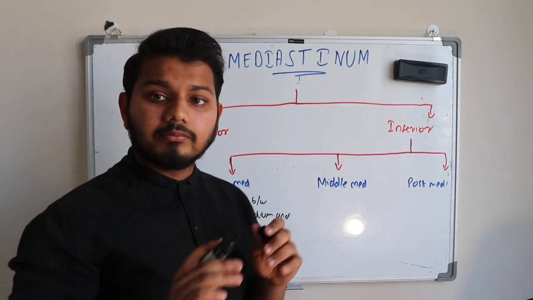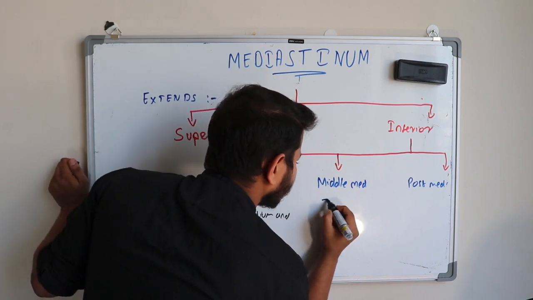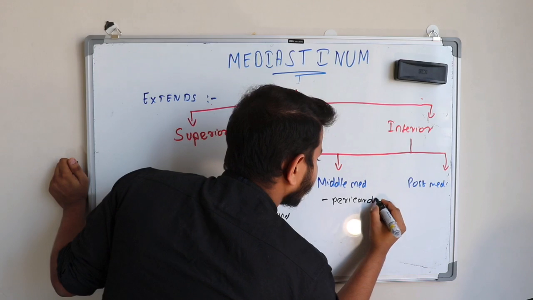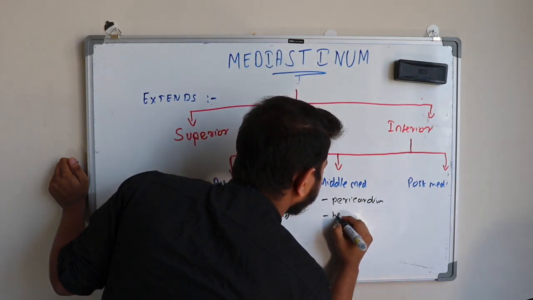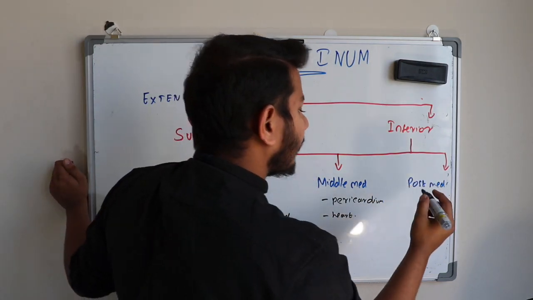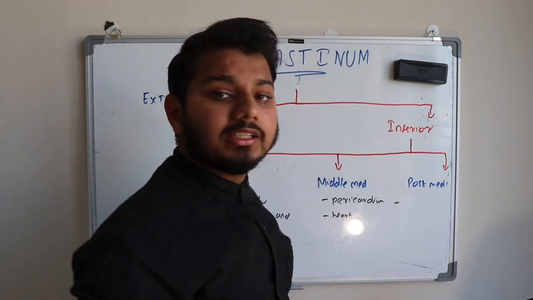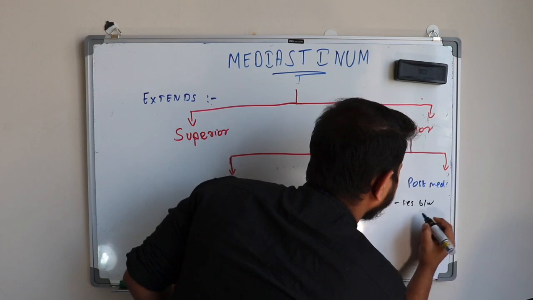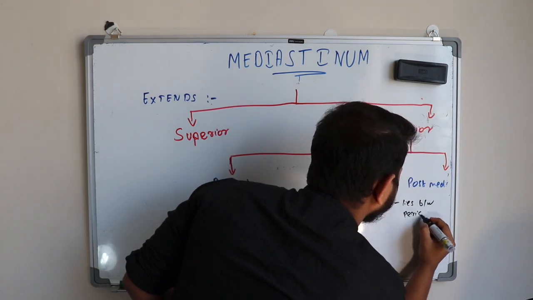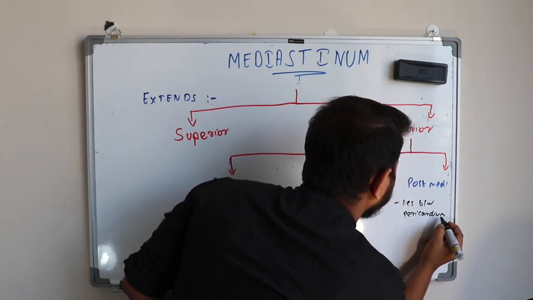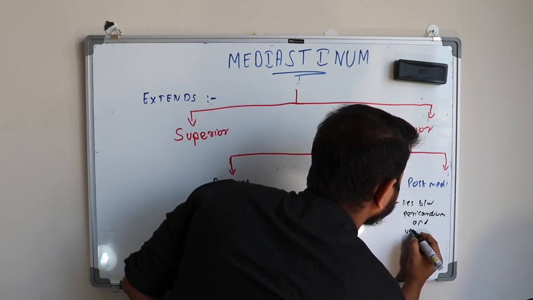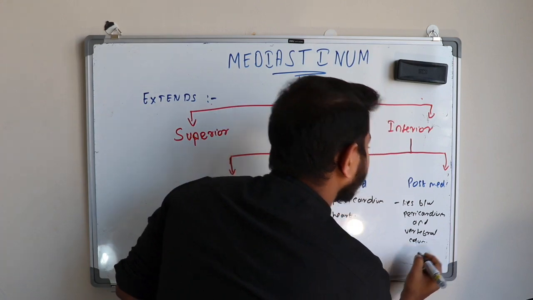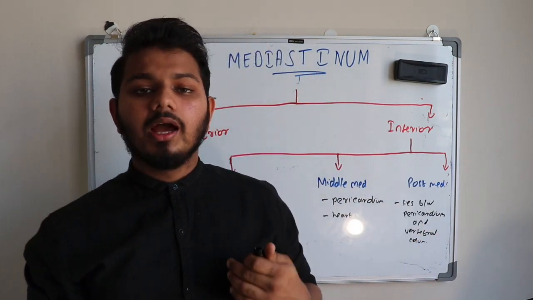Now the middle mediastinum contains the pericardium and heart. And the posterior mediastinum lies between the pericardium and the vertebral column. So the posterior mediastinum lies between the pericardium and the vertebral column.